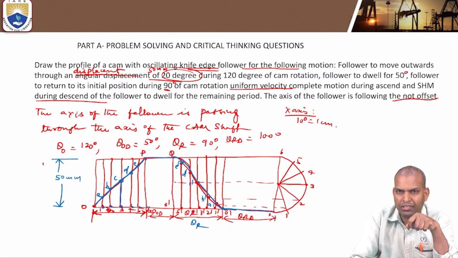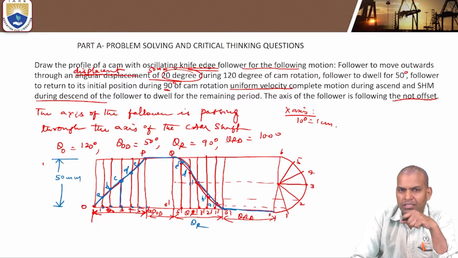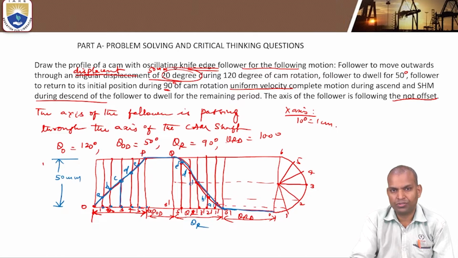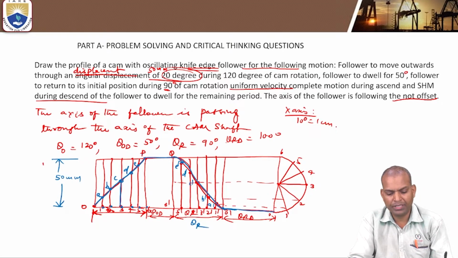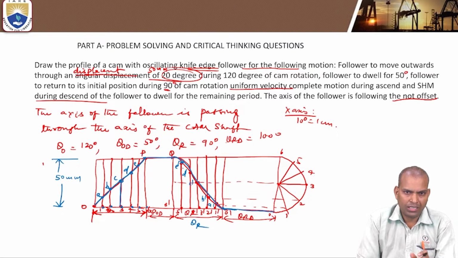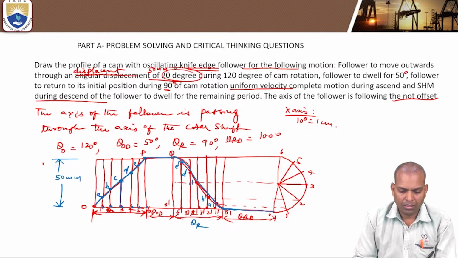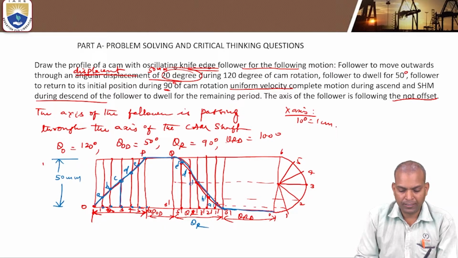What is the angle of dwell? The dwell angle is 50 degrees next to the outstroke, and there is one more dwell, that is 110 degrees after the return stroke. What happens here? The follower remains at dwell. Why does it happen? The dwell is the position where neither ascending nor descending of the follower takes place. That is the meaning of this. This is the displacement diagram.